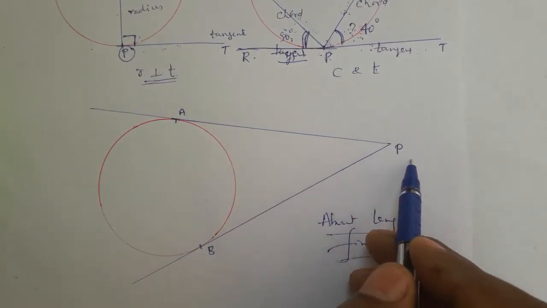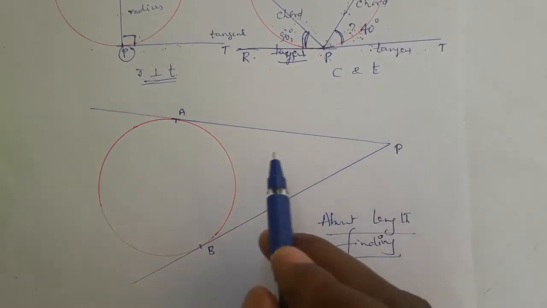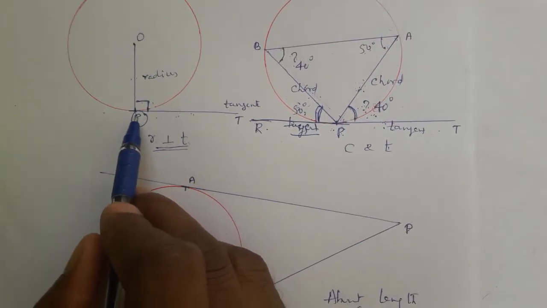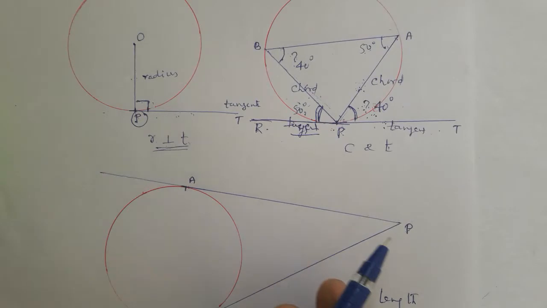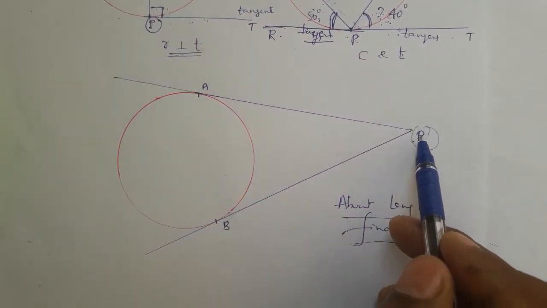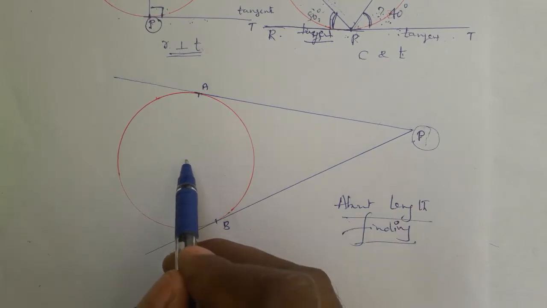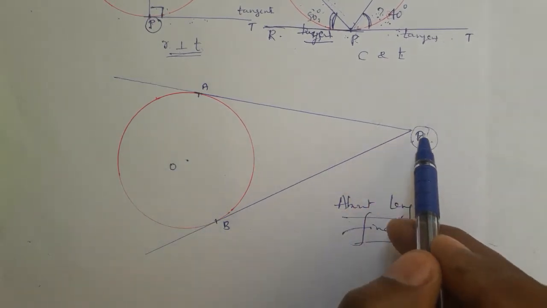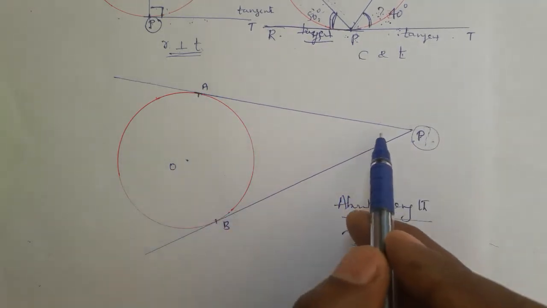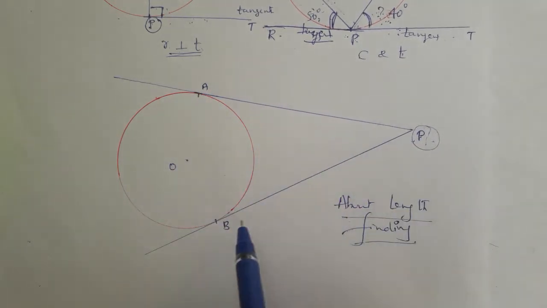That means P is an external point. It is outside this circle. Here P was the point of contact, because that is the meeting point of the radius and tangent. But here P is outside this circle. Now P is an external point. From P to the given circle with center O, there are two tangents drawn. One is the PA tangent, one is the PB tangent.